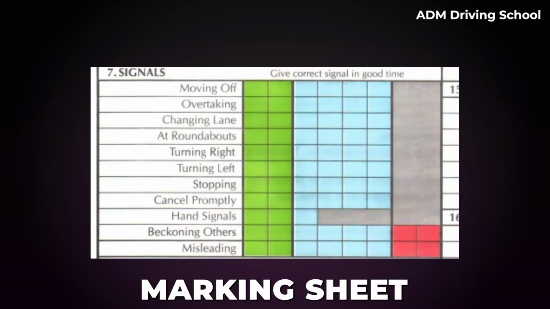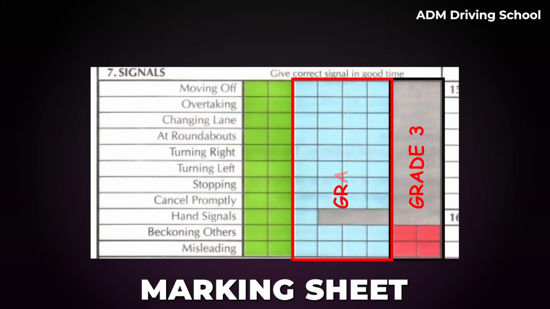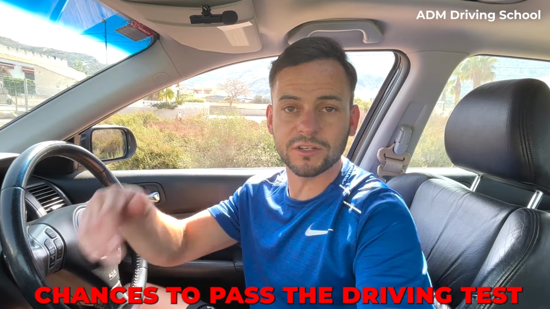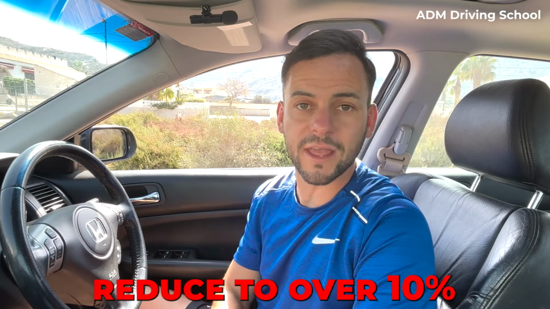Although you can't fail your driving test for getting all your hand signals wrong, we can see here on the marking sheet the way there's no section for a grade 3. We still don't want to pick up any unnecessary grade 2s. Every grade 2 you get, you're reducing your chances of passing your driving test by over 10%.